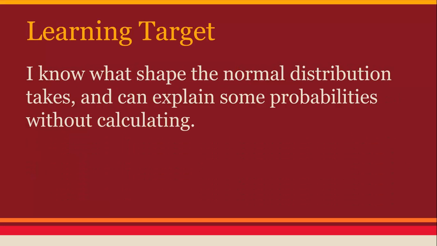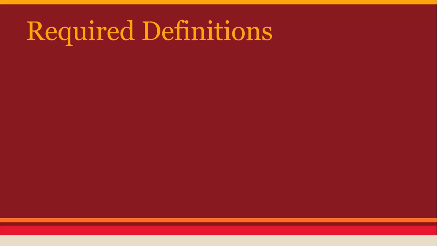So the learning target: I know what shape the normal distribution takes and can explain some probabilities without calculating. By doing the normal distribution, we're going to get some intervals, and we can tell that the probability lies in those intervals just by knowing what shape it is.